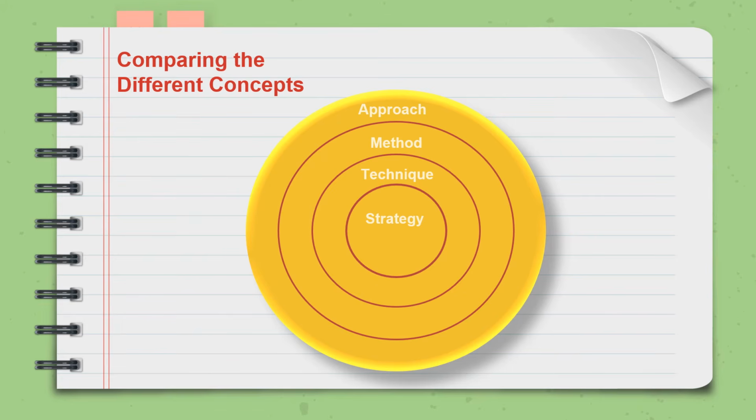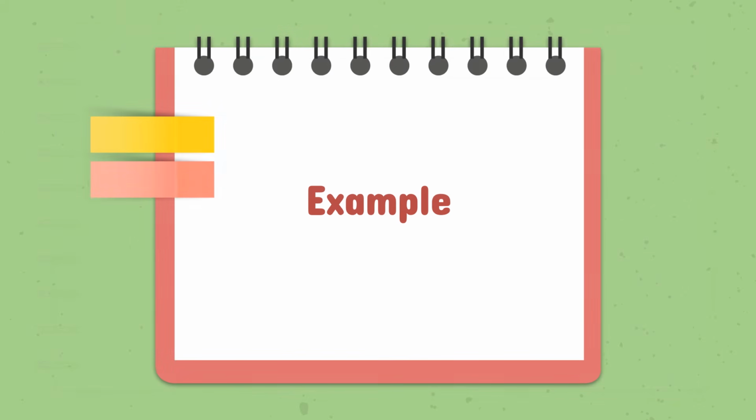So those are the differences of the four key concepts in teaching: the approach, the method, the technique, and the strategy. If you look into it, we can compare these different concepts just like in a spiral, wherein the outermost will be the approach and the innermost will be the strategy. Now let us summarize the examples that I have mentioned a while ago by making it more concrete.